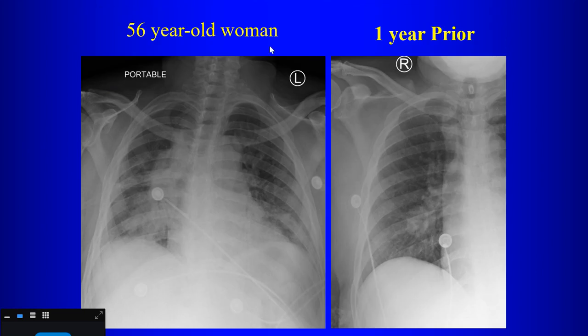So this was a woman who showed up in our emergency room with a chest x-ray that looks like this. Again, we look at the old study. 1 year prior, there was a tumor here.